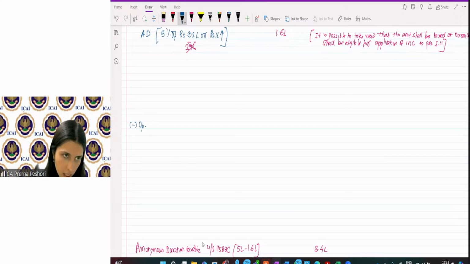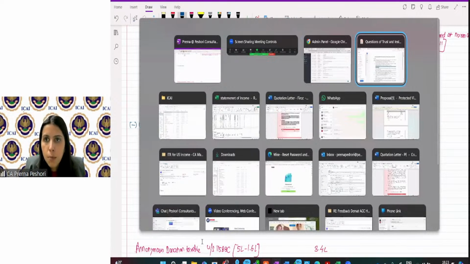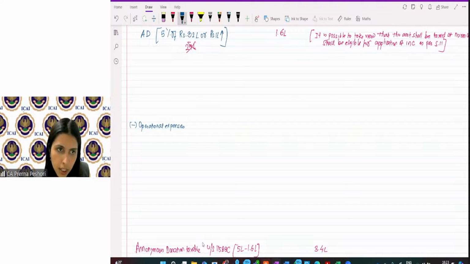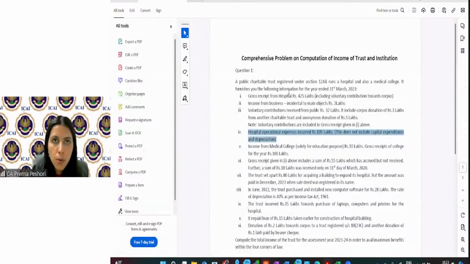less operational expenses. Now, how much is my operational expense? 105 lakhs. Okay. Now, out of this, you can write the adjustment over here itself.